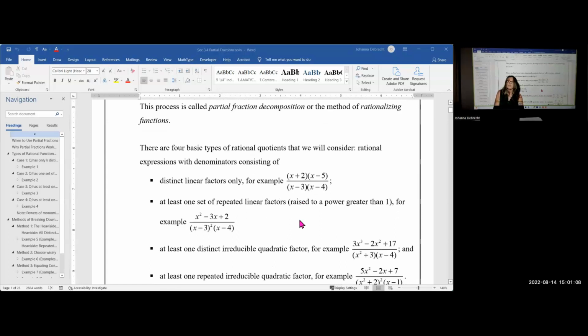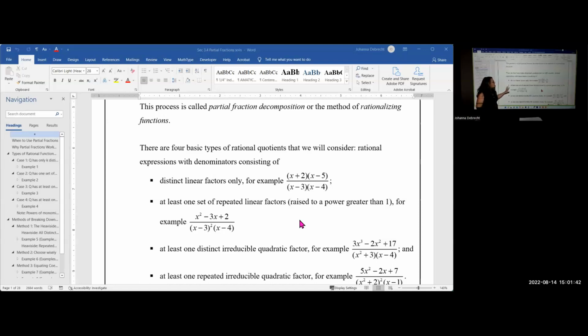This method of breaking down this rational expression into something that is the sum and difference of simpler fractions is called partial fraction decomposition. It's like you're decomposing a more complicated rational expression. It's also sometimes called rationalizing functions. A rational expression is a function, a rational equation, and so this is sometimes called rationalizing functions. I tend to call it partial fraction decomposition, or just partial fractions for short.